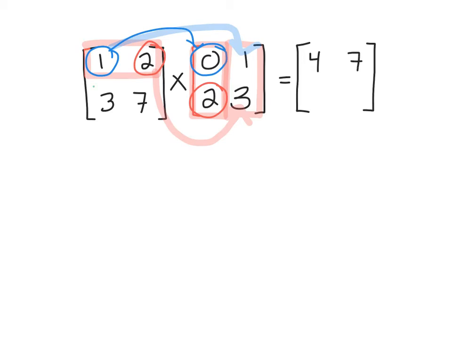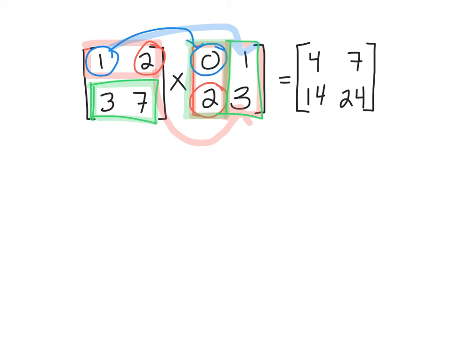All right, now we move on to the second row, and we're going to multiply it by the first column, and we're going to multiply and add. So 3 times 0, which is 0, plus 7 times 2, which is 14. And then we're doing that second row, second column. 3 times 1 is 3, plus 7 times 3. So 3 plus 21 is 24. So that's how you multiply matrices.